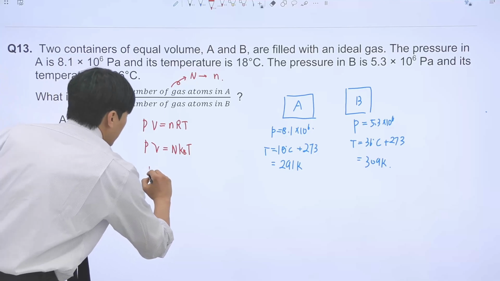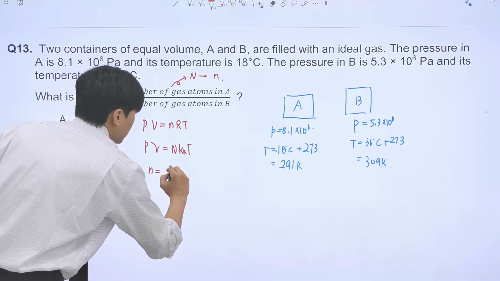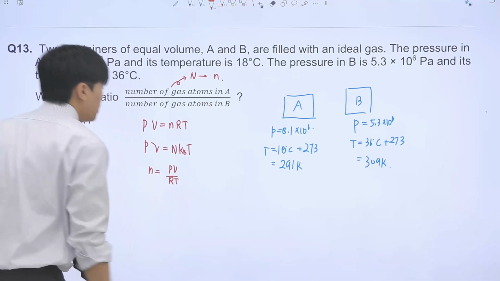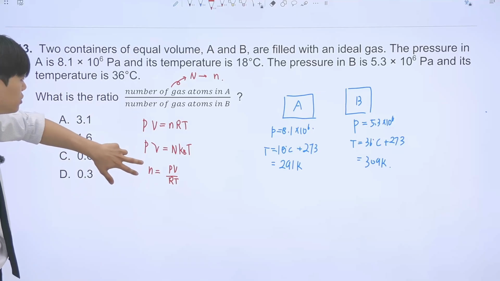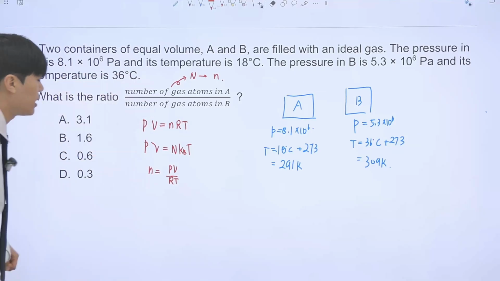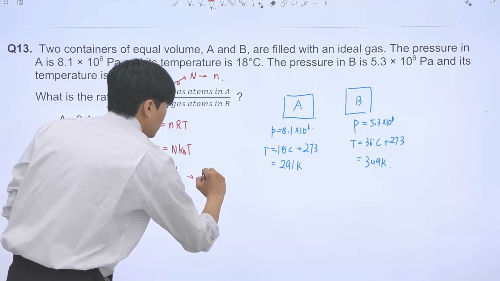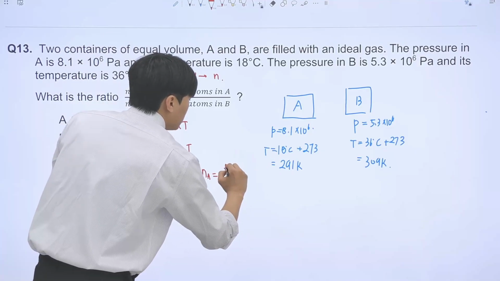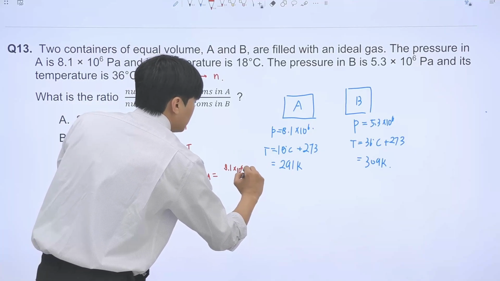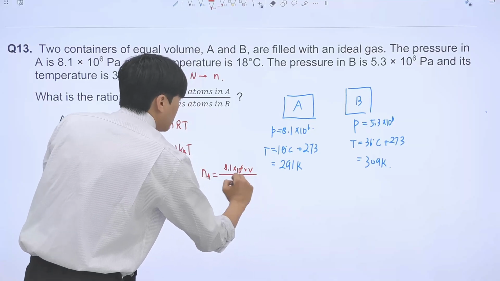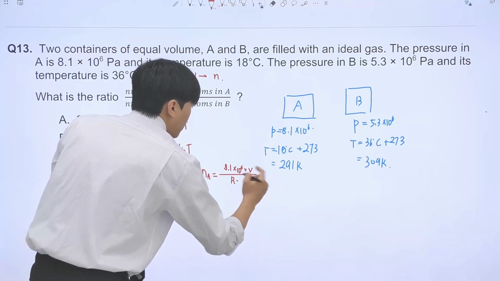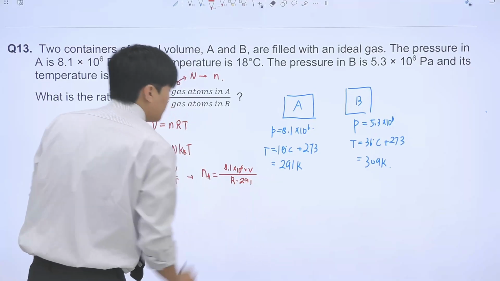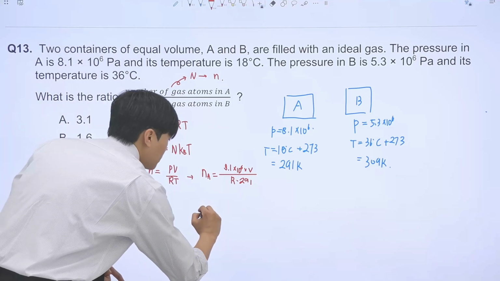So let's rearrange. N equals PV over RT. So we can now compare the N of A and N of B. Let's think about the N of A, equal to pressure times volume. Pressure is 8.1 times 10 to the 6, times volume, over R, which is just a constant, and T, which is temperature 291. How about NB?